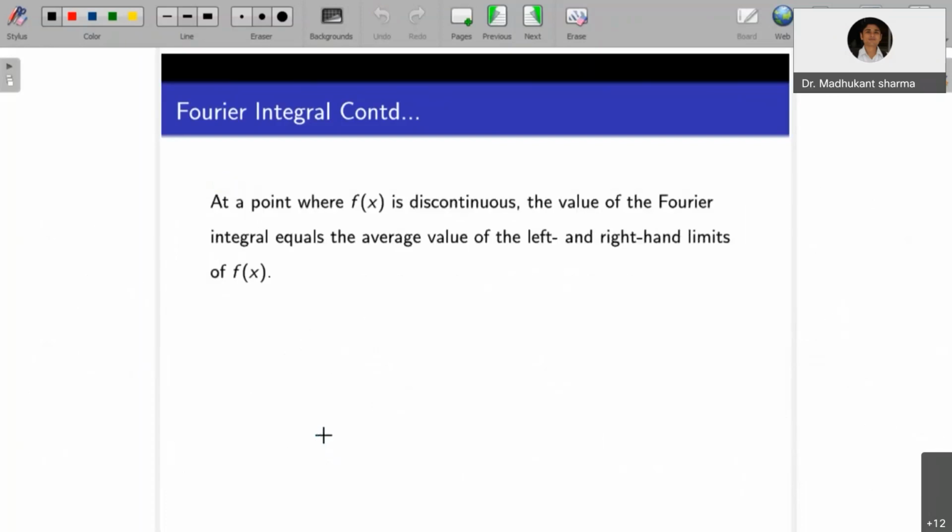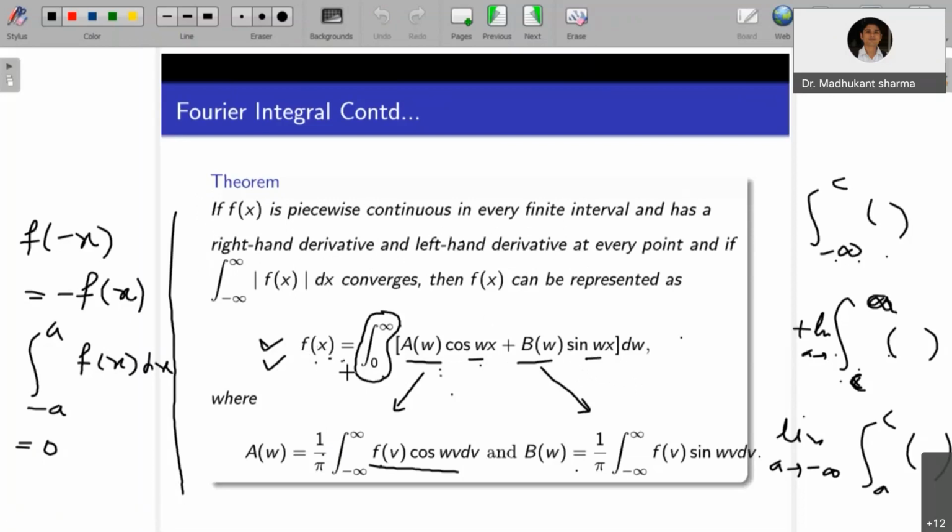Okay, so this is a similar result to what we have seen for the Fourier series. At a point where f of x is discontinuous, the value of the Fourier integral equals the average value of the left and right hand limits of f of x. This means the integral equals f of x only when f is continuous. If it is not continuous, then it equals f of x naught plus plus f of x naught minus, divided by 2.